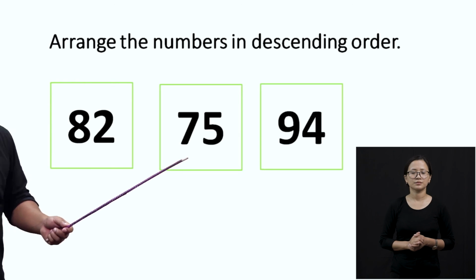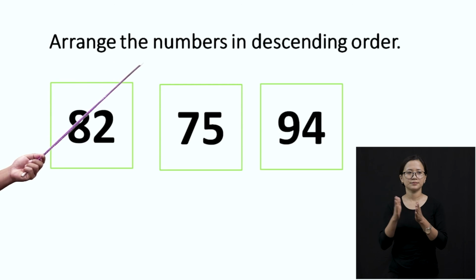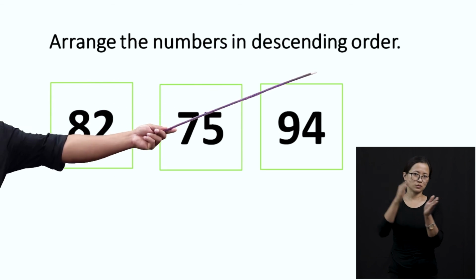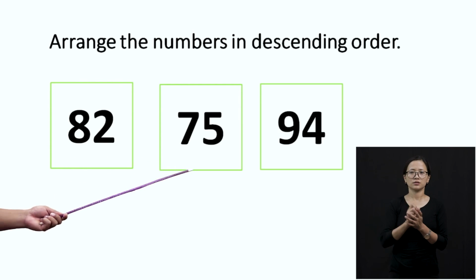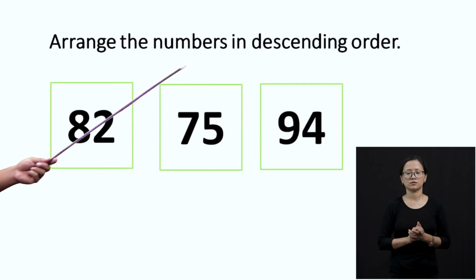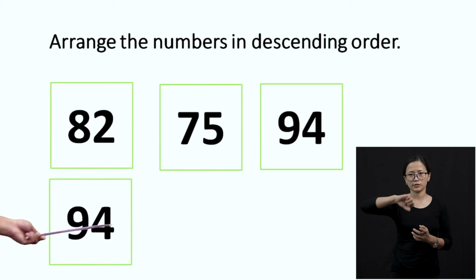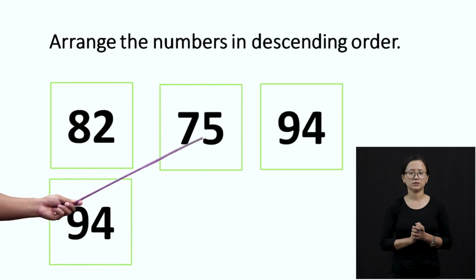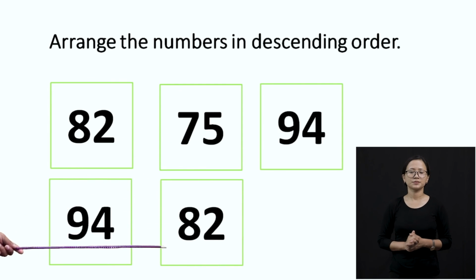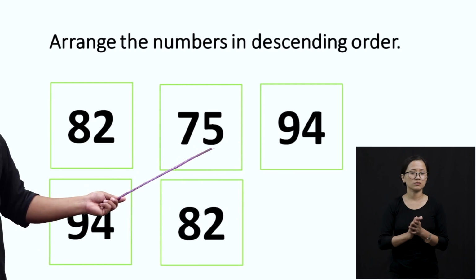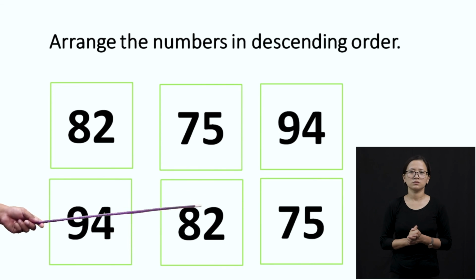Now again, let's try to do a bigger number for descending order. Arrange the numbers in descending order. Now let's look at the numbers given: 82, 75, 94. Now among these, the biggest number is 94. So we will write 94 first. Then after 94, the bigger number is 82. So we will write 82. And after 82, the last remaining number is 75. So we will write down 75 here.